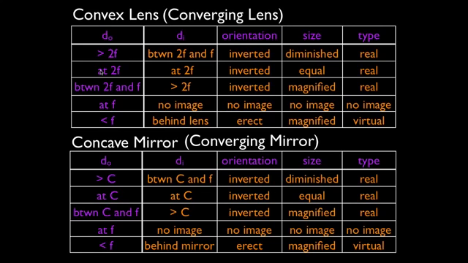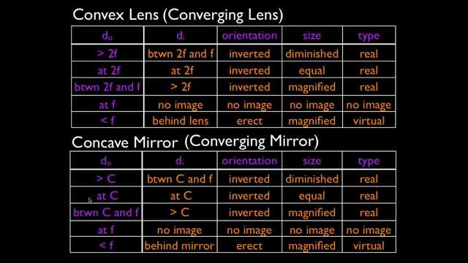For the convex lens, when the object is at 2F, remember 2F and C are the same place on the principal axis, twice the focal length. When the object is at 2F for the convex lens, the image is at 2F. It's inverted, it's equal in size, and it's real.